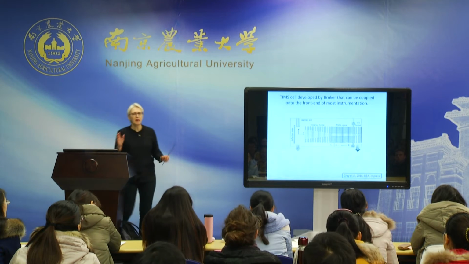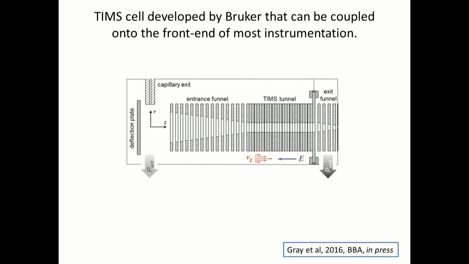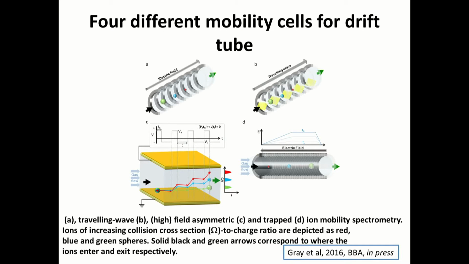You can also, I think, buy the individual drift cells and stick them onto your mass spectrometer if you have a... So there are lots of ways of doing it. There are different ways of generating this sort of electric field. So one is called traveling wave. That's the one I've just shown you. This is high field asymmetric trapped ion mobility in B and C, and whatever the last one is called.